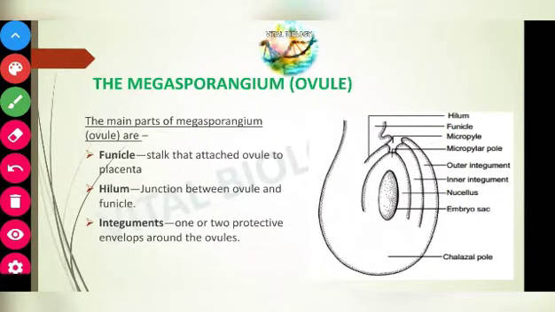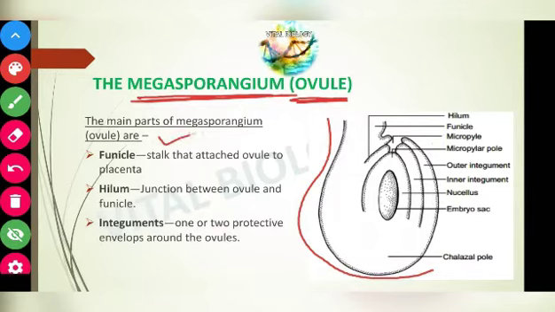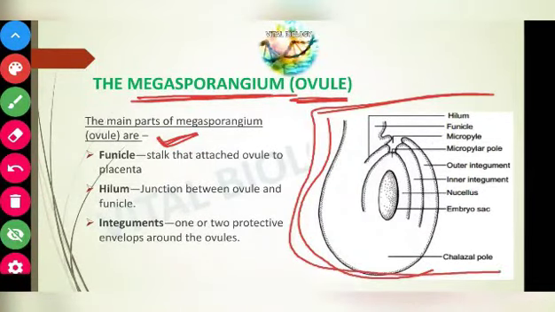Megasporangium. As I told you, till now we called it the ovule, right? So this is one of the ovules. It is commonly called the ovule, but scientifically it is called the megasporangium. This is the structure of the megasporangium, or commonly called the ovule. Let us see the main parts of this ovule.